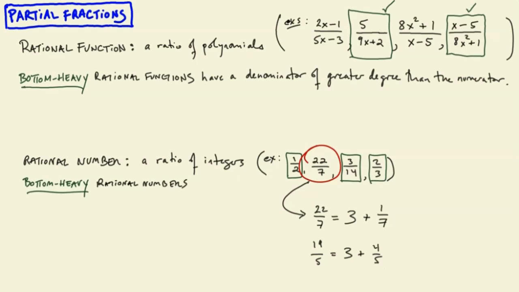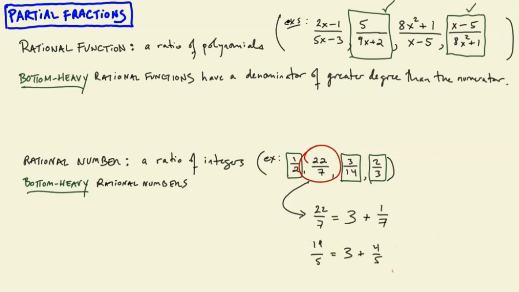So in some sense, we never have to deal with top-heavy fractions if we don't want to. We could always rewrite them as integers plus bottom-heavy fractions. And as many people will tell you who are not involved in mathematics in any way, they're more comfortable with such numbers. 19 over 5 sounds like a problem to be solved, whereas 3 4/5 is something very tangible.